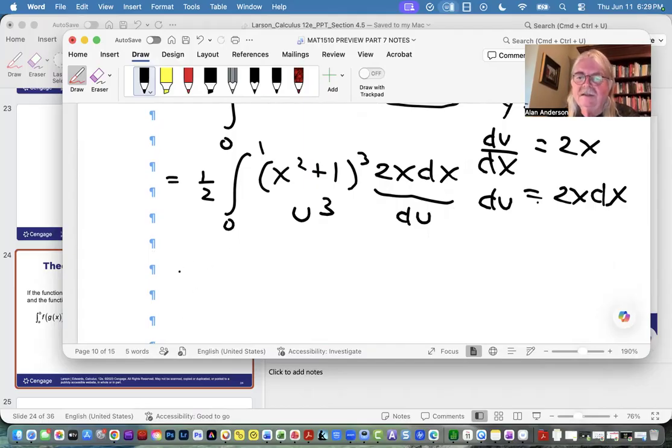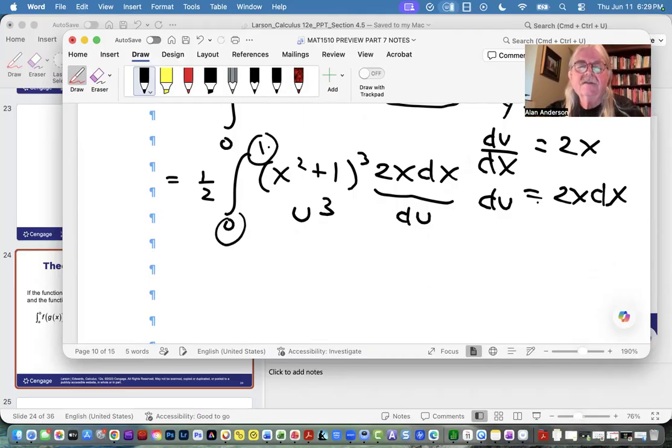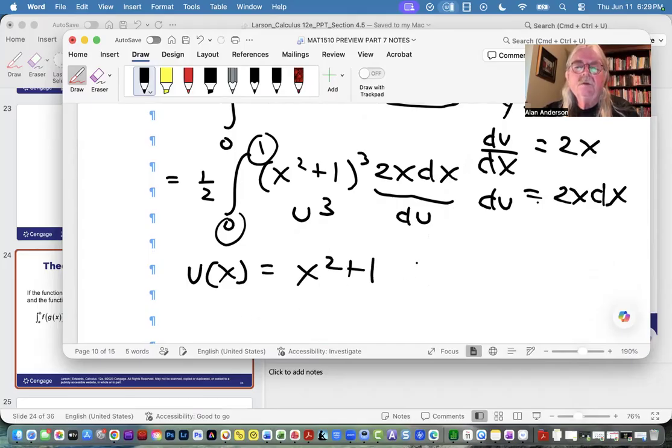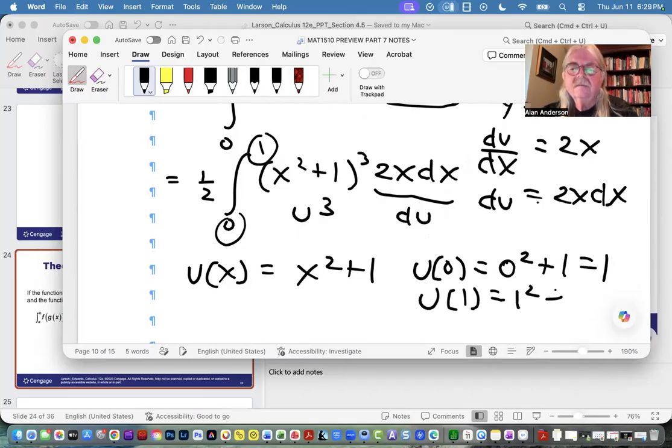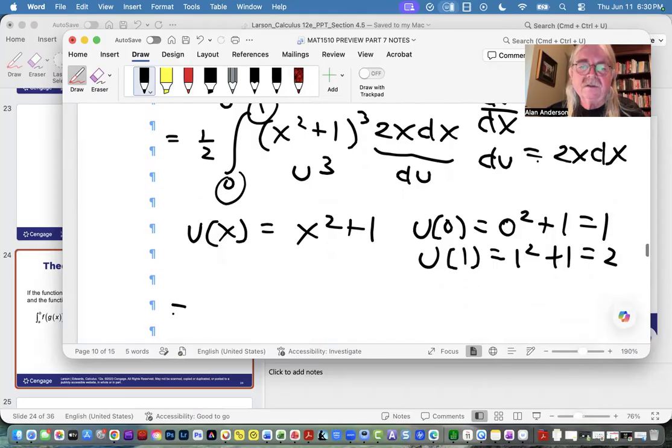But now here's the thing, though. We have to change these limits of integration. So how do we do that? Well, u of x is defined as x squared plus 1. u of 0 is 1, and u of 1 is 2. So that means that the bottom one can stay the same, but the upper limit has to go to 2 now. Otherwise, we're going to end up with different results.